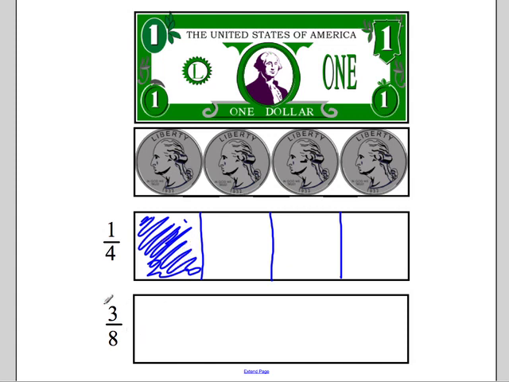But can I add it to 3/8? Well, not really, because they're not equal. Let's think about what an eighth is. Well, an eighth is really dividing this thing into 8 different pieces. Holy cow.